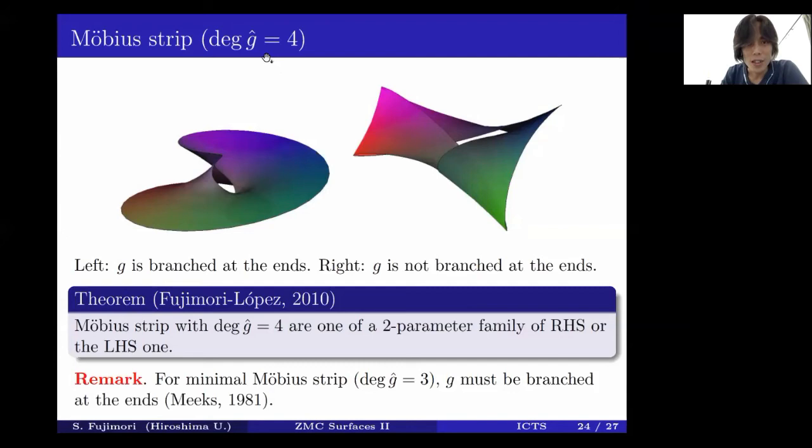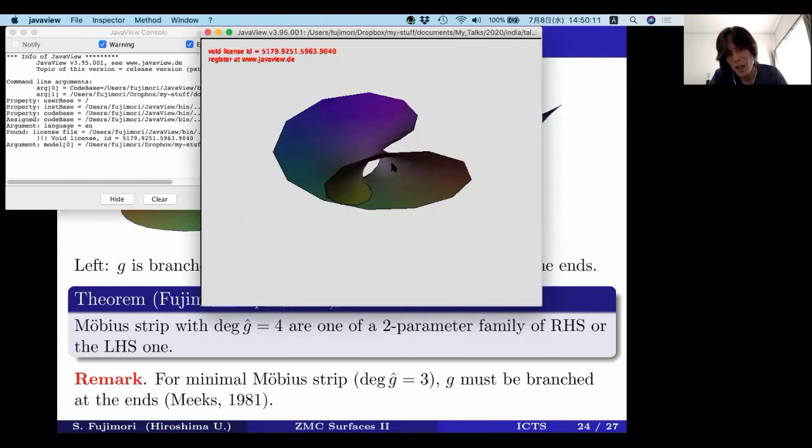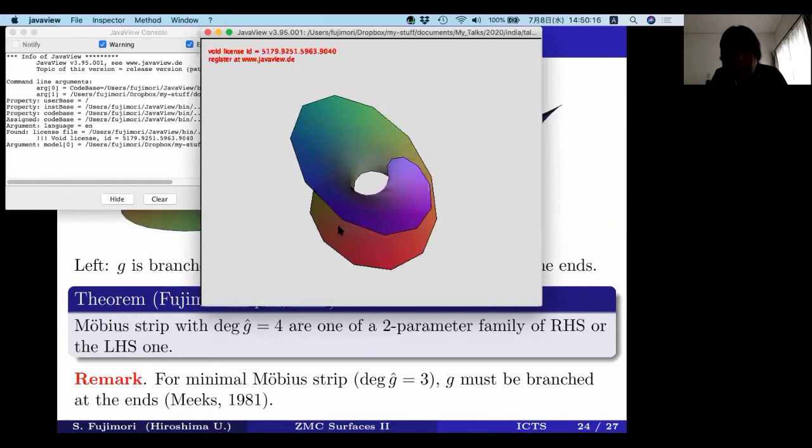So the simplest example is this. Okay. On the left-hand side, G is branched at the end. And in this case, G is not branched at the end. And in the minimal surface case, G has to be branched at the end. So this is a similar surface to the minimal Möbius strip, but the degree is different. So this is a maximal Möbius strip.